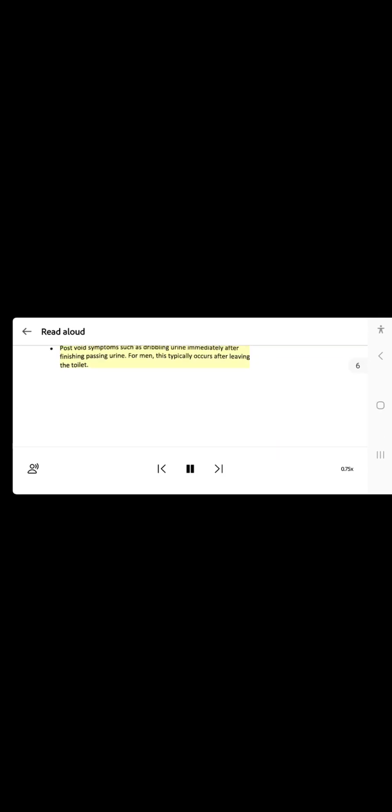In men, the potential for bladder emptying, voiding dysfunction may occur when their prostate gland enlarges and constricts or obstructs the urethra. Common difficulties include trouble starting the flow, a slow stream once started, leaking after passing urine, feeling an urgent need to pass urine, and post-void symptoms such as dribbling urine immediately after finishing passing urine. For men, this typically occurs after leaving the toilet. Male bladder: ureter, peritoneal coat, detrusor smooth muscle, external urethral sphincter, pelvic floor muscle, prostate gland.